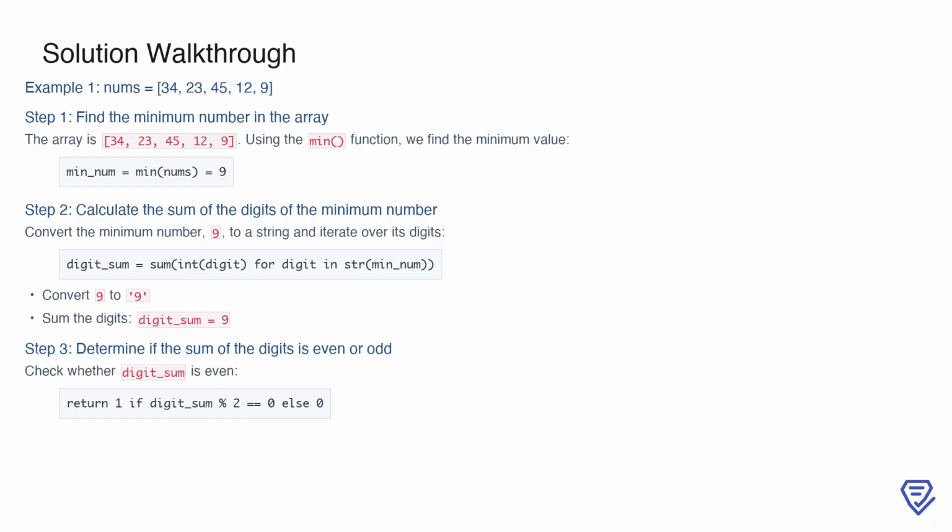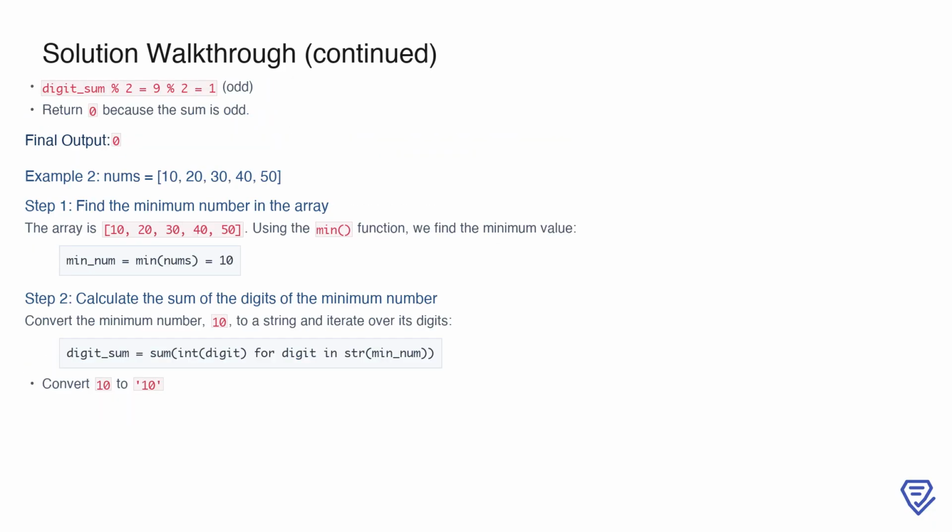The final output for this example is 0. Now, let's look at the next example with the array 10, 20, 30, 40, 50. Again, we start by finding the smallest number in the array using the min function. The minimum value here is 10. To calculate the sum of its digits, we convert the number 10 to a string, resulting in "10". The digits are 1 and 0, and their sum is 1 plus 0, which equals 1.